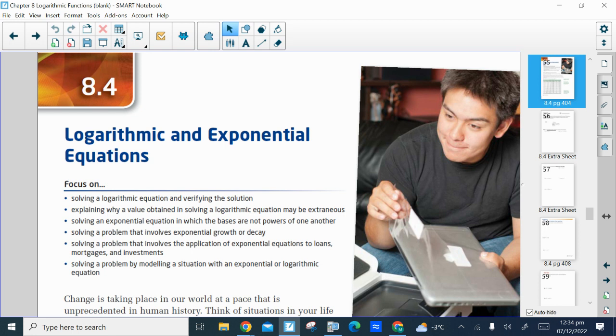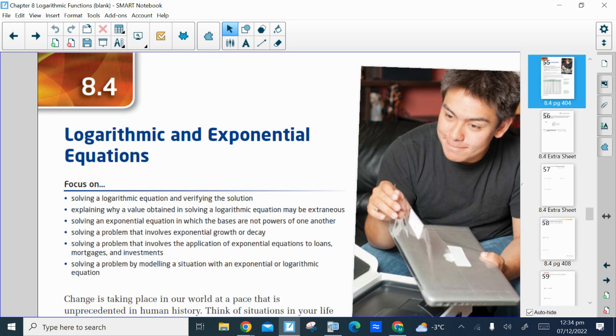So the last part of this chapter deals with solving logarithmic equations. An equation has an equal sign in it, so these equations are going to involve logarithms, and like every other equation, you need to find the value or values of the variable that make the equation true. So we're going to solve logarithmic equations and verify our solutions.